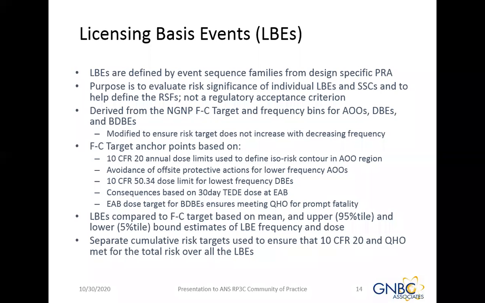As part of the process of defining LBEs and performance, uncertainties in the predictions are also included in the process. I'm going to talk more about uncertainties a little bit later. In addition to the assessment of LBEs, the aggregated plant performance is examined using three cumulative risk metrics directly related to public radiation risk: 10 CFR 20, and two metrics involving quantitative health objectives.